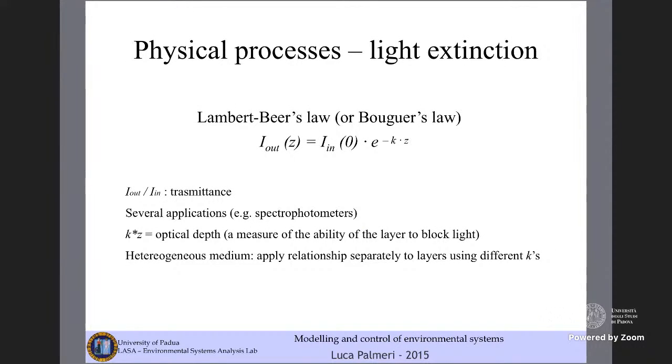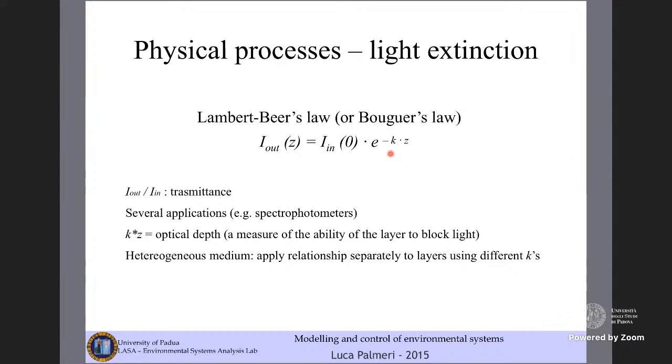If we write the transmittance, the ratio between the energy that is reaching the ecosystem at a certain depth, E out, and the energy that is reaching the surface of the ecosystem, E in, then by application of the Lambert-Beer law, the radiation intensity reaching a depth z is equal to what arrives on the surface, and I recall that this quantity depends on the astronomical model, which depends on the time of the year and on the location on the Earth, reduced by an exponential factor.